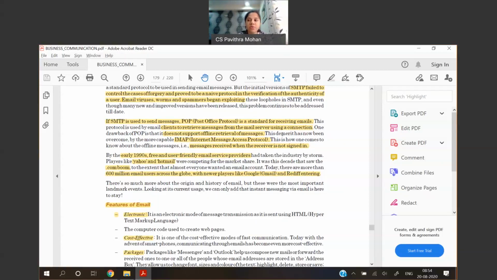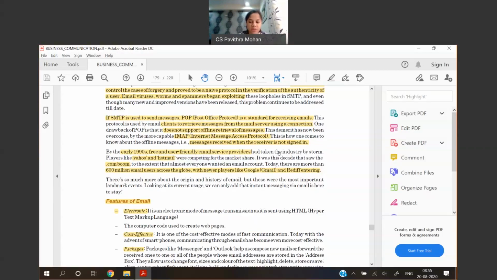Then they came up with the next concept called Internet Message Access Protocol, under which a message is received even when the receiver is not signed in. So even if I have an email account and have not signed in, the message will come and fall in my inbox. When I sign in, it will show new messages being available. So this concept was provided.